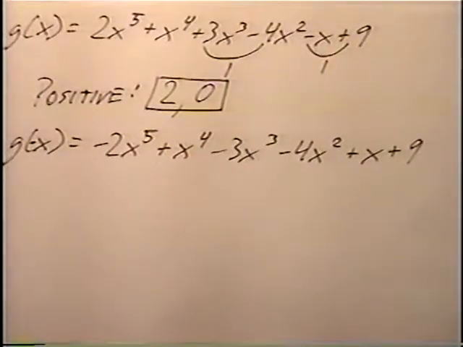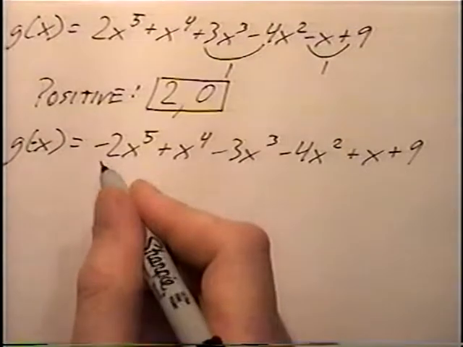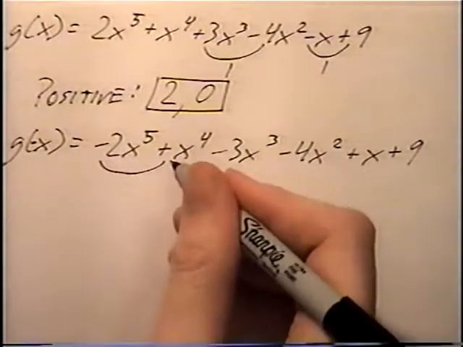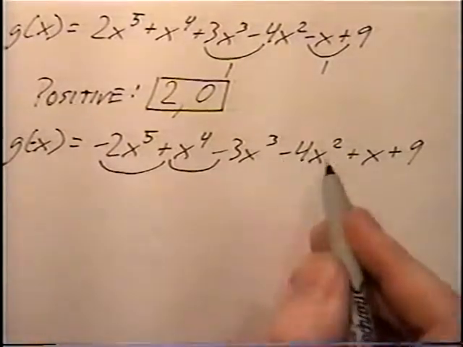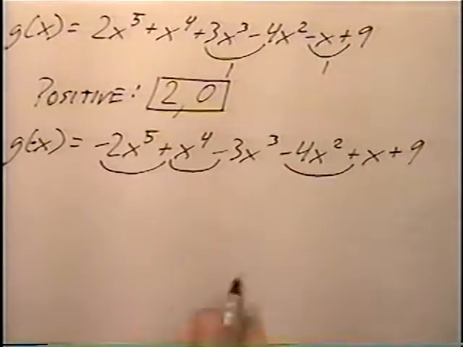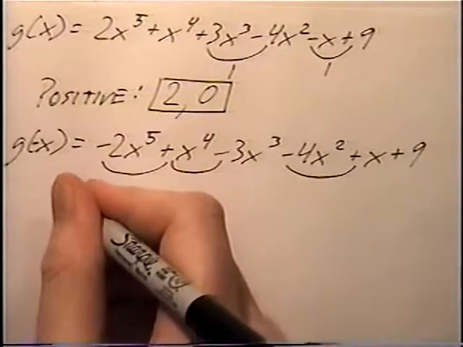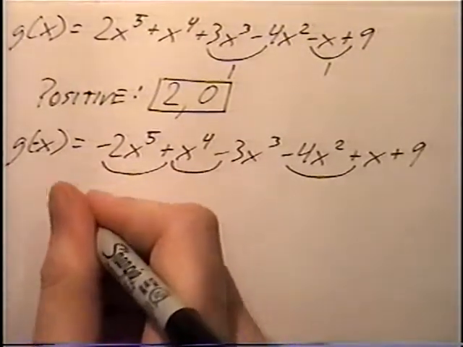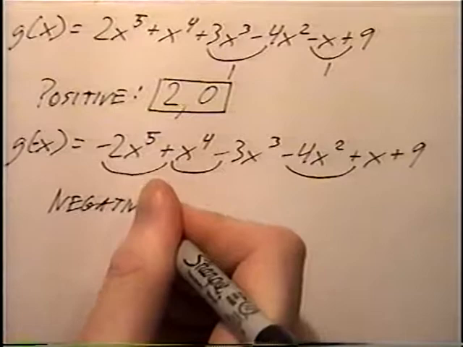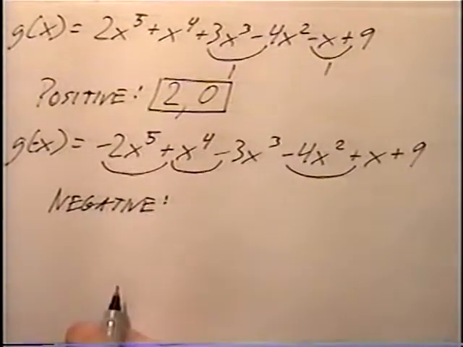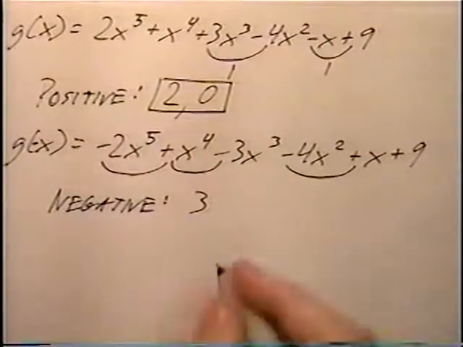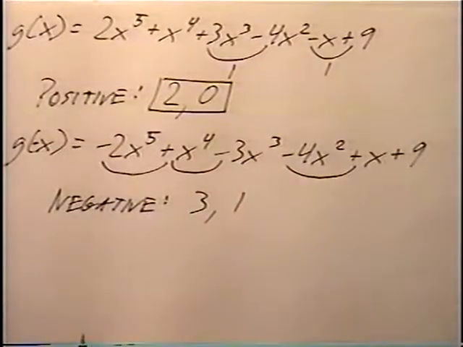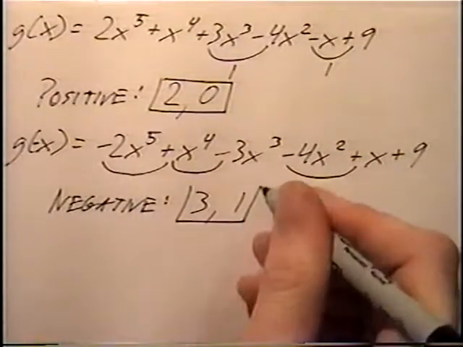Again, count the sign changes. Negative to positive, positive to negative. Negative to negative doesn't change. Negative to positive does change. And positive to positive does not change. So our negative zeros are 1, 2, and 3. Could be 3 negative zeros, but again, take away 2 from each answer. It could be 3 negatives, or it could be 1 negative.